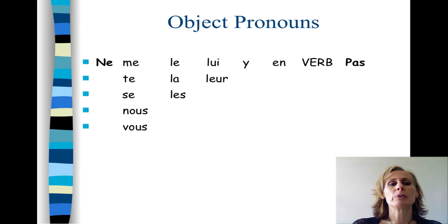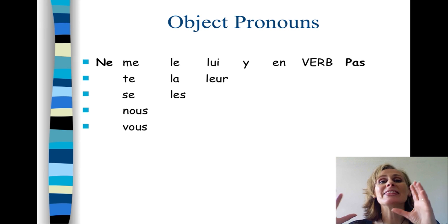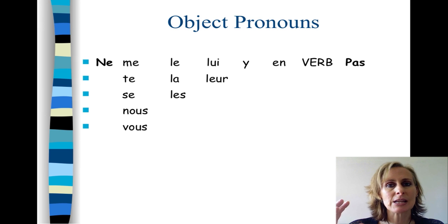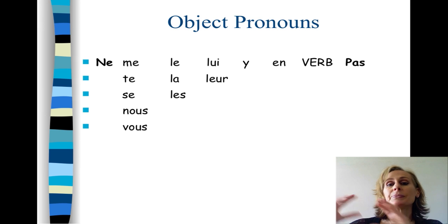Ne, first of all. Then we have me, te, se, nous, vous, the reflexive type pronouns. Next column is the direct objects, le, la, les. Next is the indirect pronouns, lui, leur. Then we have y, then en, and then we have the verb, whether it be the auxiliary or the present tense or whatever it is, and then we have pas.